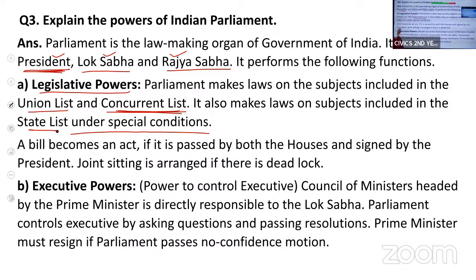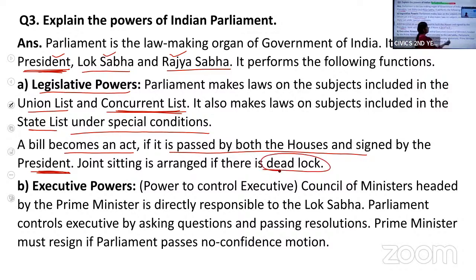Now, coming to the next point, a bill becomes an act if it is passed by both the houses and signed by the President. I told you at the beginning when I started with this question, the President is a part of the legislature. When bills are passed by both the houses, the President has to give his assent, then only that bill will become an act. Now, in case of deadlock, what do you mean by deadlock?